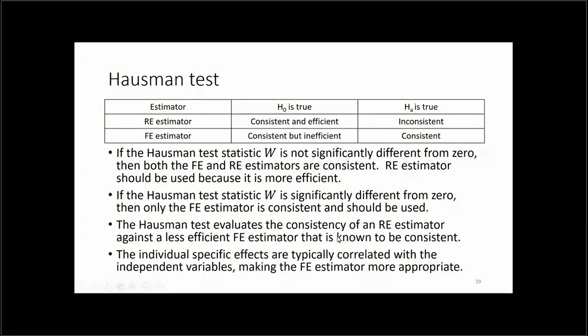So just to say that the individual specific effects typically are correlated with the independent variables. That seems to be, for the majority, the most reasonable assumption, which would make the fixed effects estimator more appropriate in most practical applications. But you always need to test with the Hausman test which one to use, the fixed effects or the random effects, before you decide which one you would report in the research study.